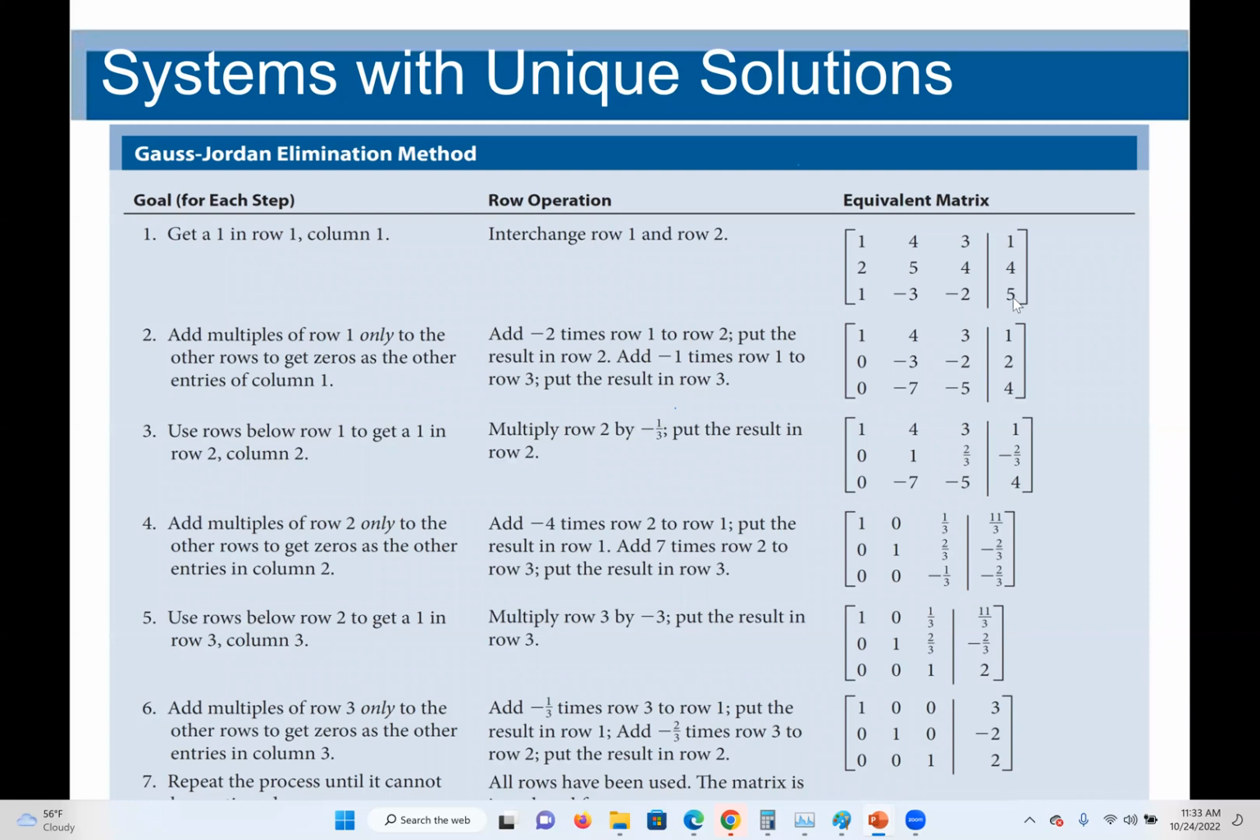-1, +5 will give me +4. Okay, we finished the first column: 1, 0, 0. Now, when you go to the next column, get the 1 first before you do the zeros. Always we want to get 1 first, then the zeros.